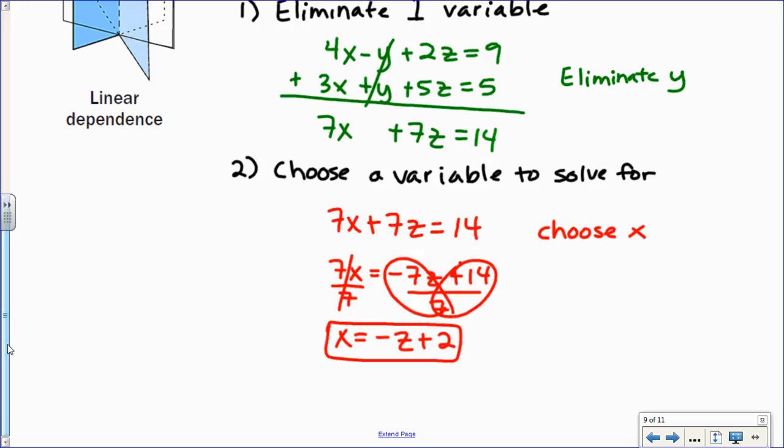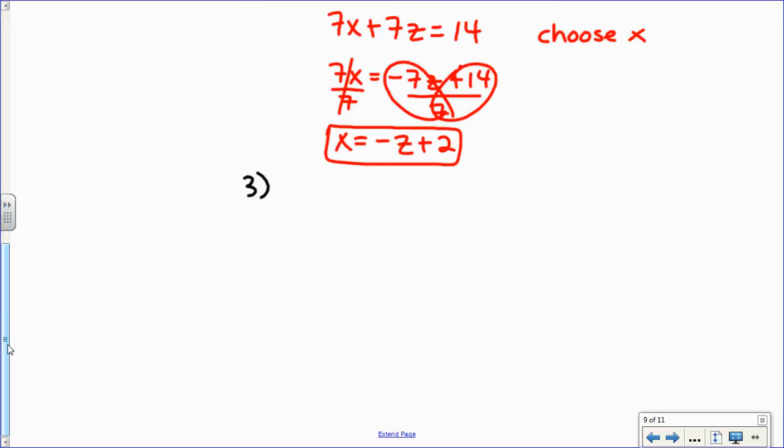So now I have x in terms of z. So here is, I'm going to say, identify the parameter, and I will talk about that once we get to the end. So right now, what I'm identifying is what is x in terms of, and it is in terms of z.